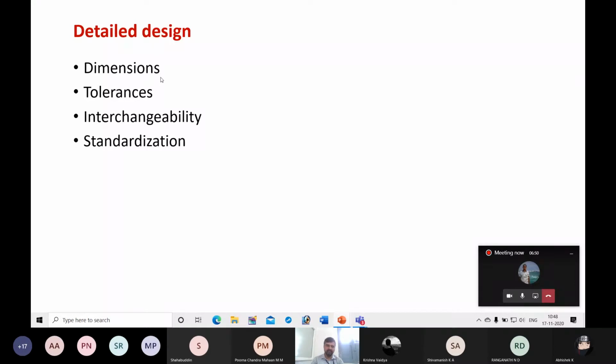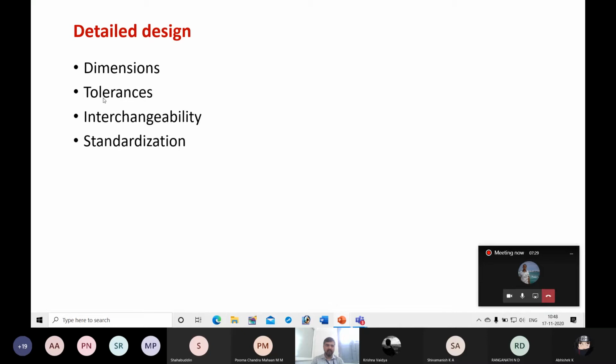Detailed design includes drawing all relevant dimensions. Then tolerances. Then you also have to look into the aspect of interchangeability and standardization. These things are familiar to you, and you have studied this in production drawing, machine drawing, and even in GD&T, geometrical dimensioning and tolerancing. So we don't go into detail about this, since you have studied this in detail in some of the courses.